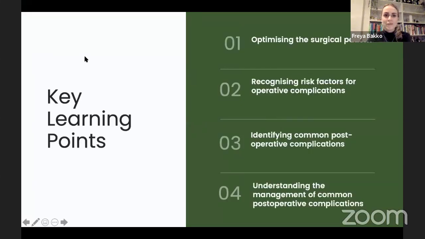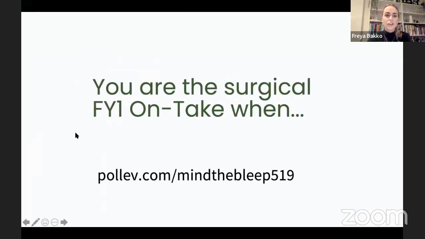So for this lecture, the key learning points are optimising the surgical patient, recognising risk factors for operative complications, identifying common post-operative complications, and understanding the management of common post-operative complications. So going through this lecture, just think that you're the FY1 on take, clerking a patient or on call, being called by one of the nursing staff to see a patient that they're concerned about. As mentioned, we're going to try and have some interactive questions along the way.